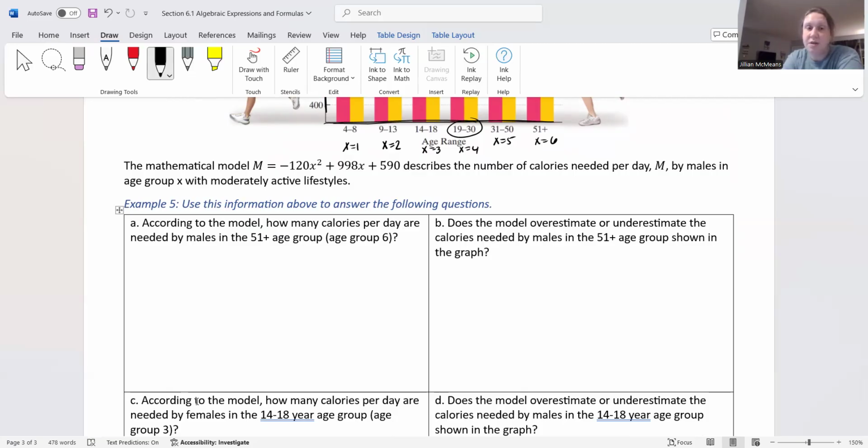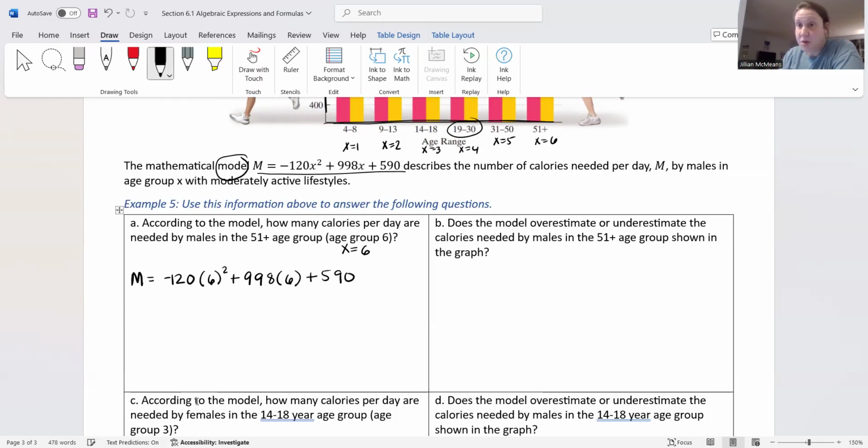Part A says, according to the model, how many calories per day are needed by males in the 51 plus age group? This is age group 6, which means x equals 6. So what we want to do is understand that the model is the formula, not the graph. Anywhere we see an x, we want to replace it with the age group, which is 6. So we get m equals negative 120 times 6 squared plus 998 times 6 plus 590.